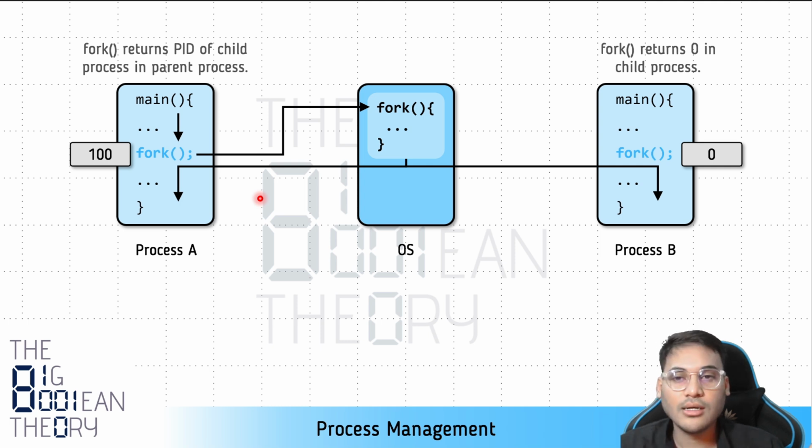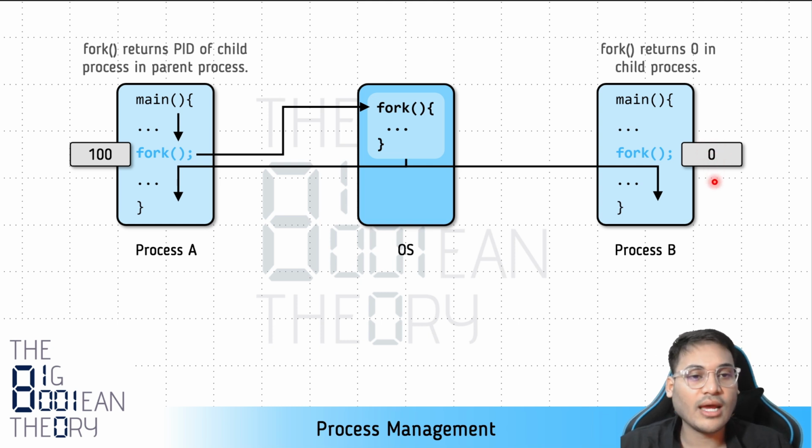As you can see, the fork system call returns different values in the parent as well as the child process. So what are the values that it returns? In case of the parent process, the value returned by the fork system call is the PID, or the process ID, of the child process. And in case of the child process, the fork returns the value of 0, right? It's a special value, that is 0.